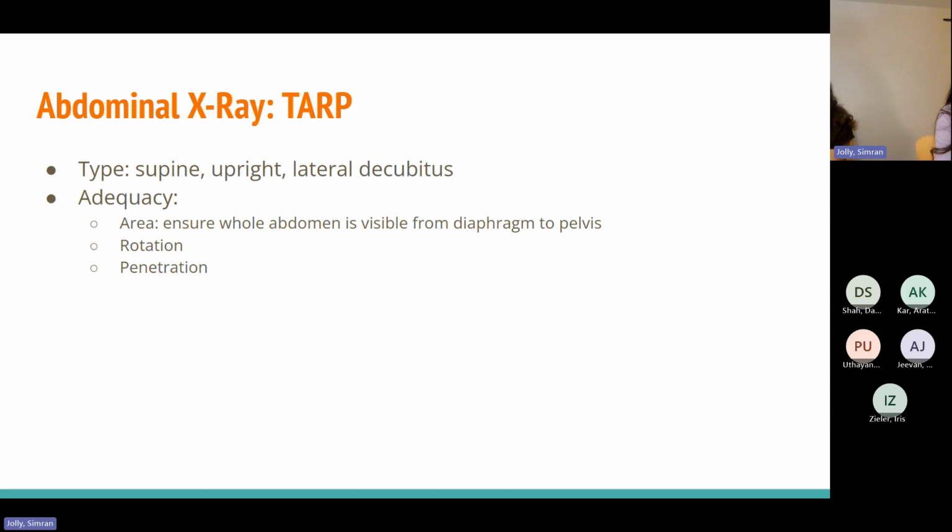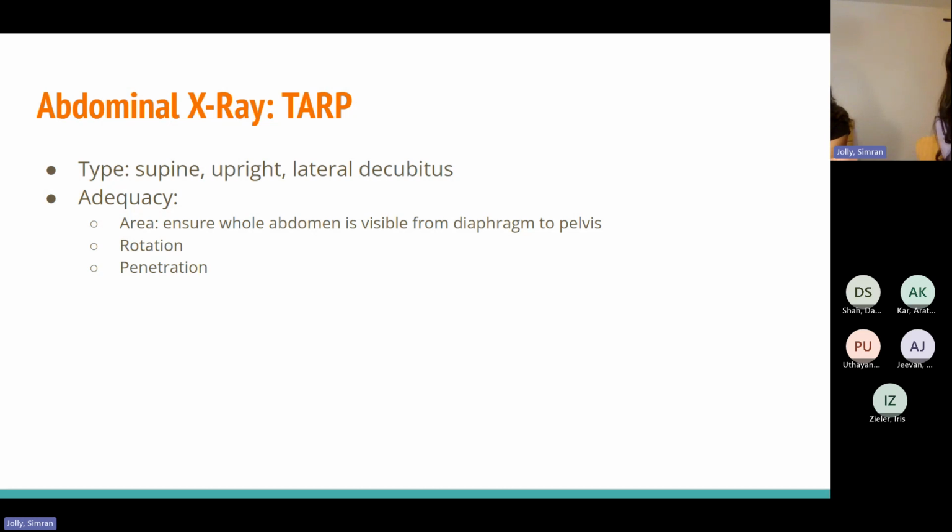R is for rotation, and that's important just to make sure that you can see the vertebral bodies in the midline, because it can distort what you're looking at. And P is for penetration, so that's just the quality of the image. And at the start, it might be a bit confusing to look at, but it's just good to remember that the denser whatever you're looking at, the whiter it will appear.